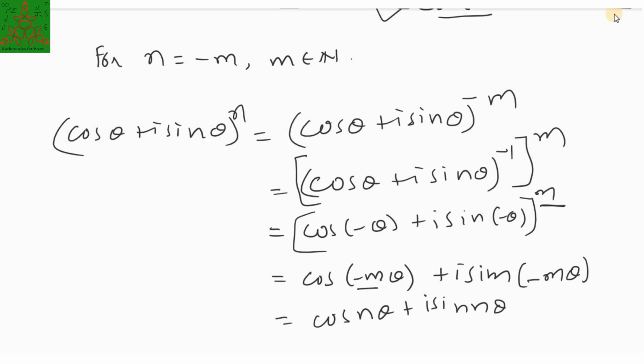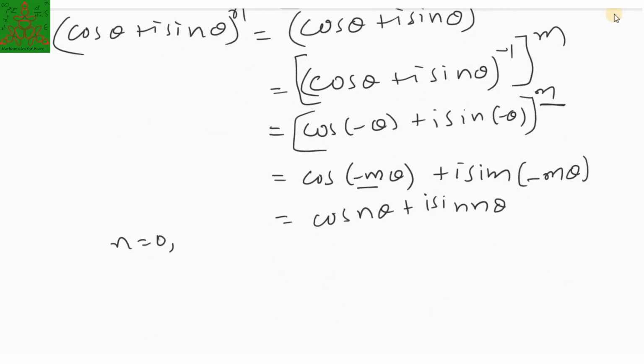For positive integers it is also true, and if n equal to 0, then also the result is true, because (cos theta plus i sin theta) power 0 will be 1 on this side, and cos 0 will be 1, sin 0 is 0. That means the result is true for any n which is an integer.